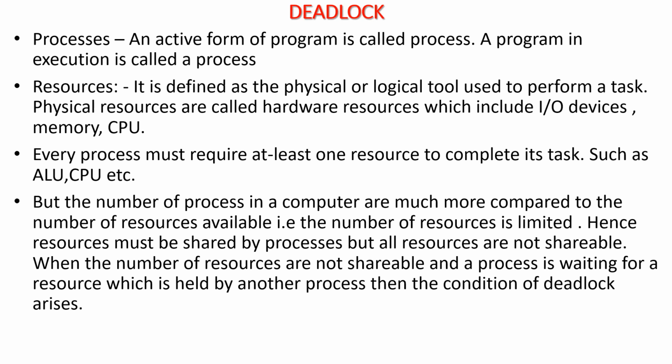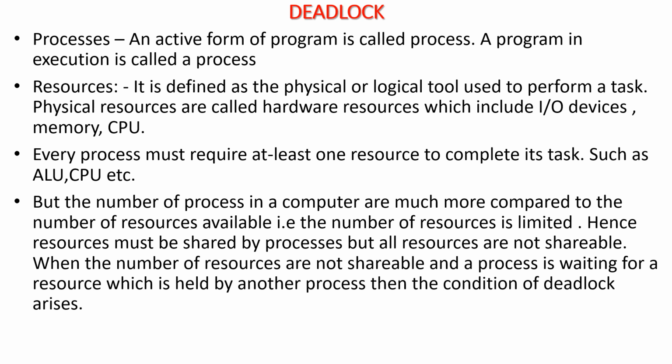Then what are resources? A resource is defined as a physical or logical tool used to perform a task. Physical resources are also called hardware resources, which include input-output devices, memory, and CPU. Every process requires at least one resource to complete its task, such as ALU and CPU. But the number of processes is much more compared to the number of resources, means the number of resources available is limited. Hence, resources must be shared by processes, but all resources are not shareable.